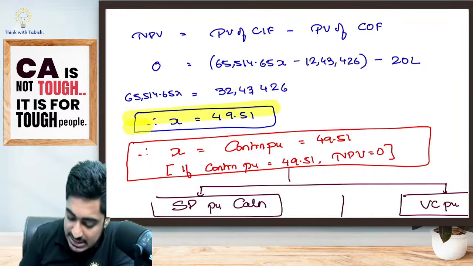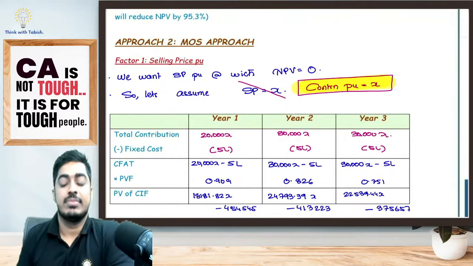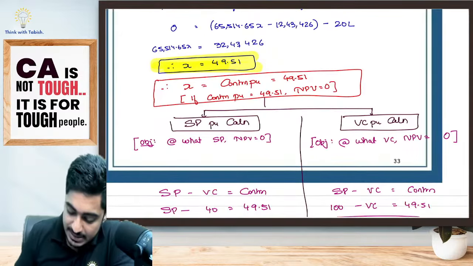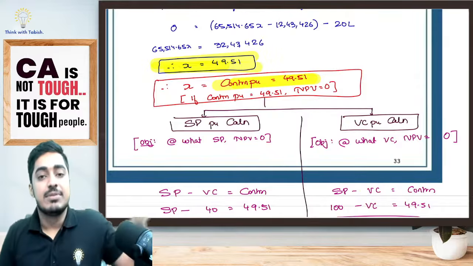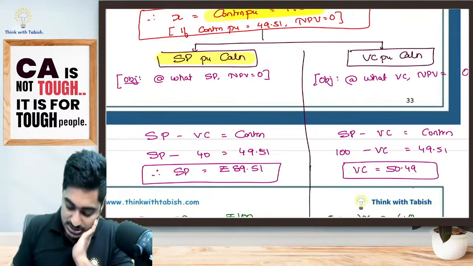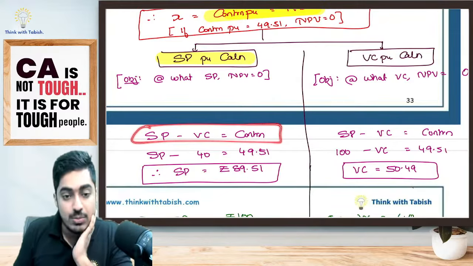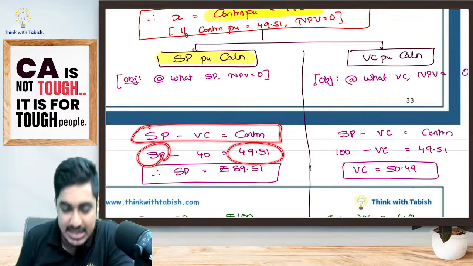Now tell me what is X? What did I assume as X? Contribution. That means what should be my selling price? Simple. In every unit, if I earn 49.51 contribution, my NPV becomes 0. That means what should be my selling price? Okay boss, selling price minus variable cost is contribution. Contribution is 49.51. I want to know what should be selling price.